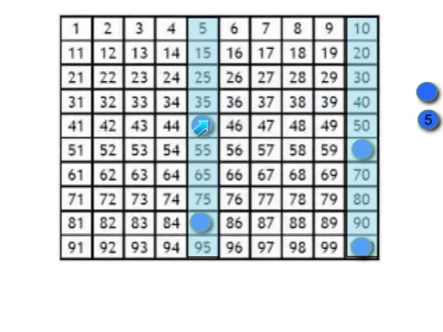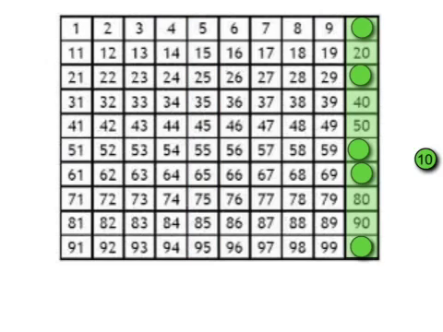35, 40. What's this one? 45. 50, 55. Must be 60. 65, 70, 75, 80. What's this one? 85. 90, 95. And my last one must be 100. So the two things I do is work out what I'm counting in first. Then I go back and skip count that to work out what the number is.